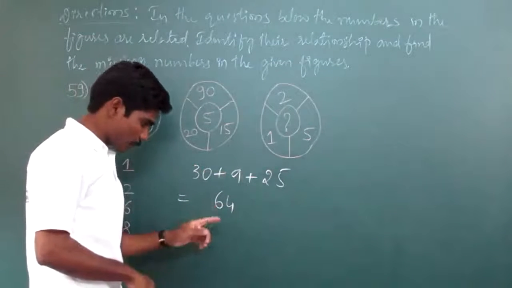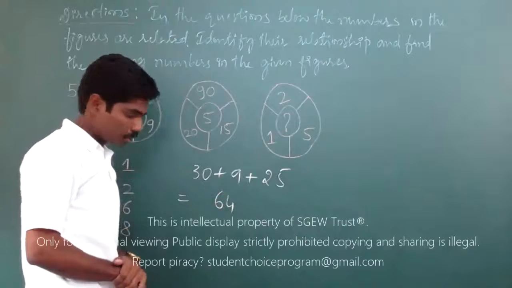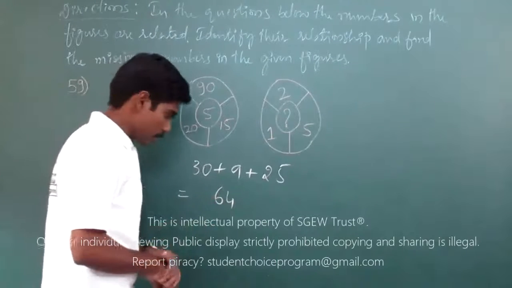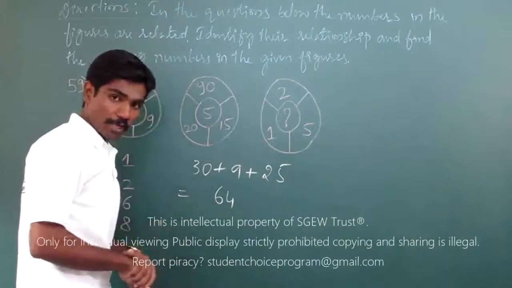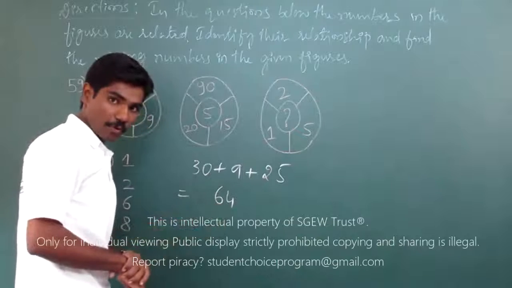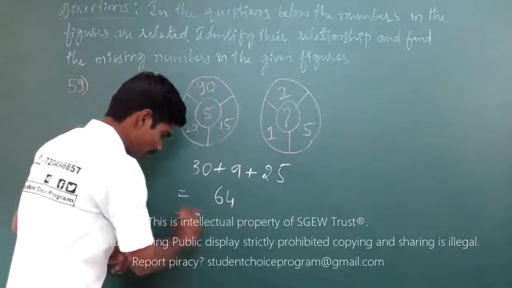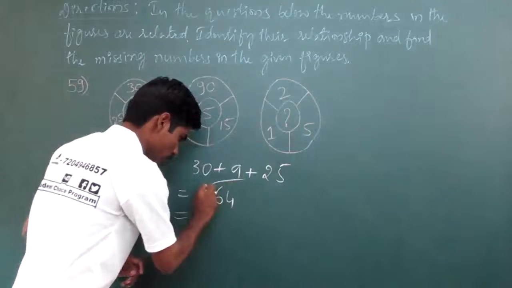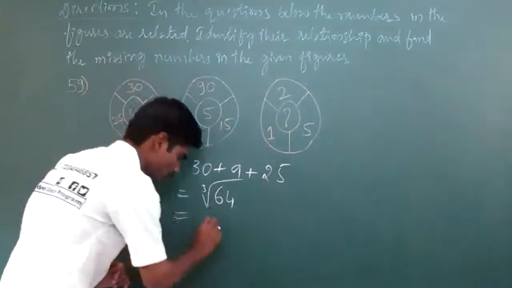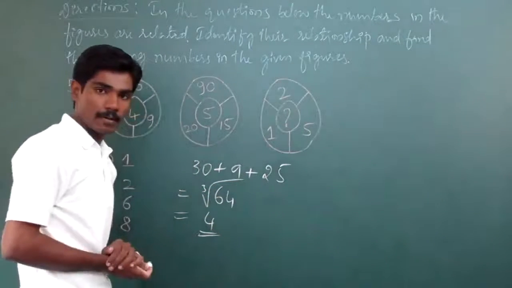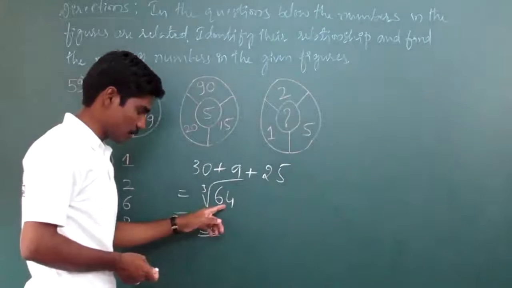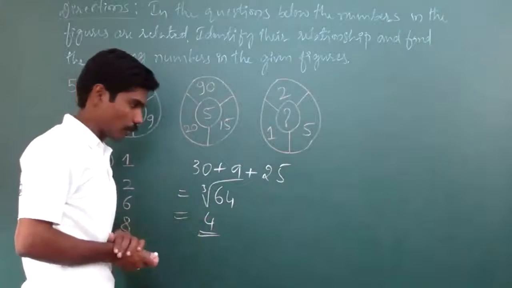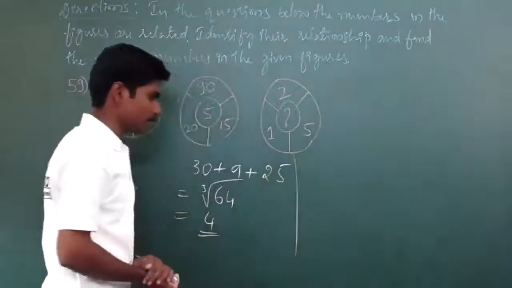Now how do I get 4 from 64? Now this looks like the cube of 4. That means 4 cube is 64. Now if I take the cube root of 64, I'll get 4. Am I right? If I take the cube root of 64, what will I get? I'll get 4. Let me use the same concept.